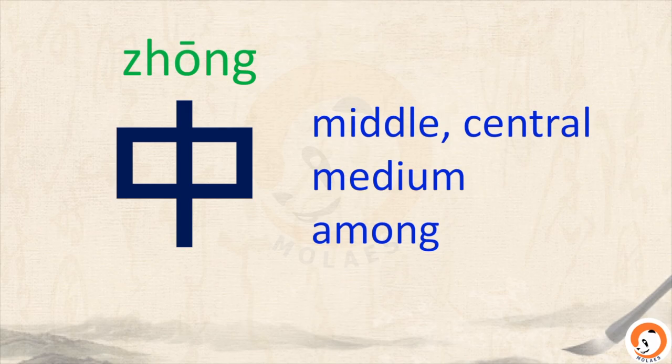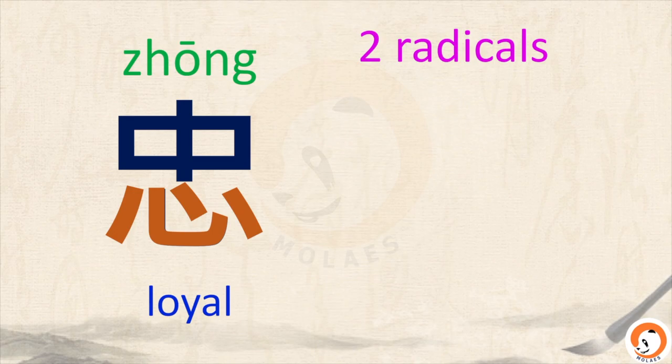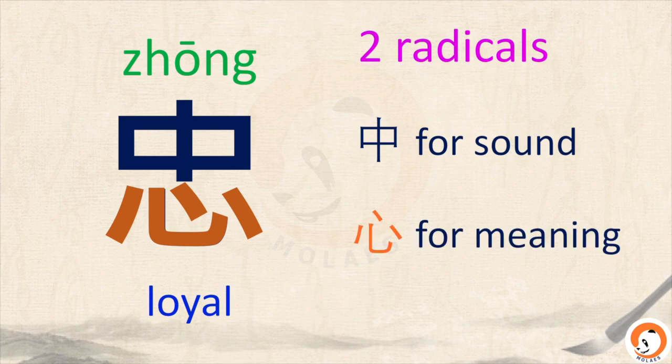Now let's look at more examples. So this character, 中, middle, central, and medium or among, is also an ideogram. Now this character, we add another radical at the bottom. Guess the sound. It is also 忠, means loyal. In this character, there are two radicals. The top one, 中, is for the sound. The bottom part is also a pictogram, heart, 心. It indicates the meaning, loyal.